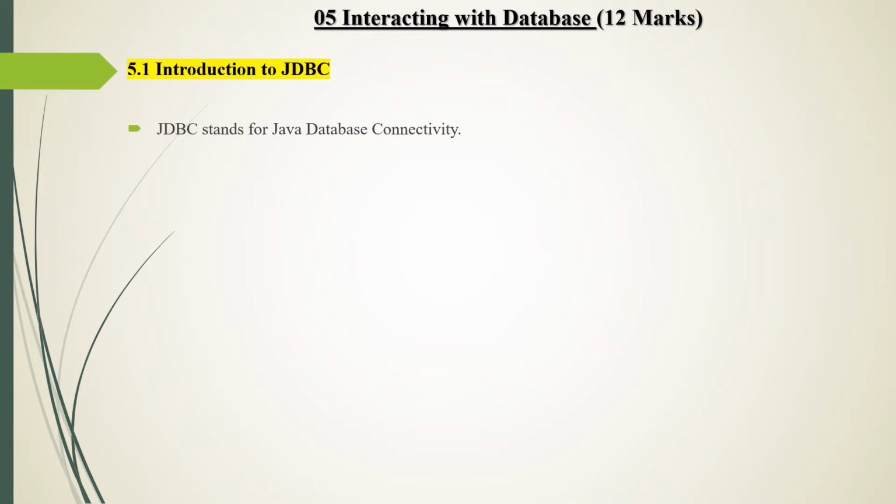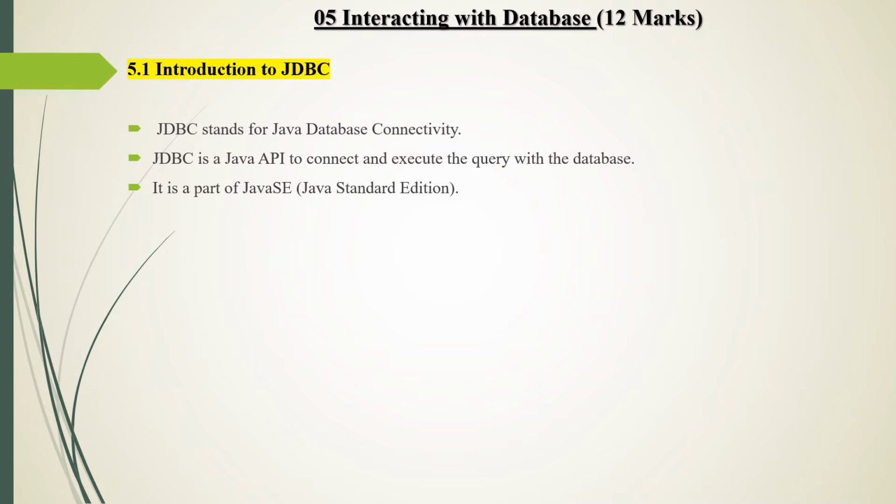So the simple logic of JDBC, Java Database Connectivity, is that it is a specific language, or it has various drivers to connect with the Java API that we see in this chapter. JDBC is a Java API to connect and execute the query with the database. So it is used to execute our query with the database. It is a part of Java SE, that is Standard Edition. JDBC API uses JDBC drivers to connect with the database.